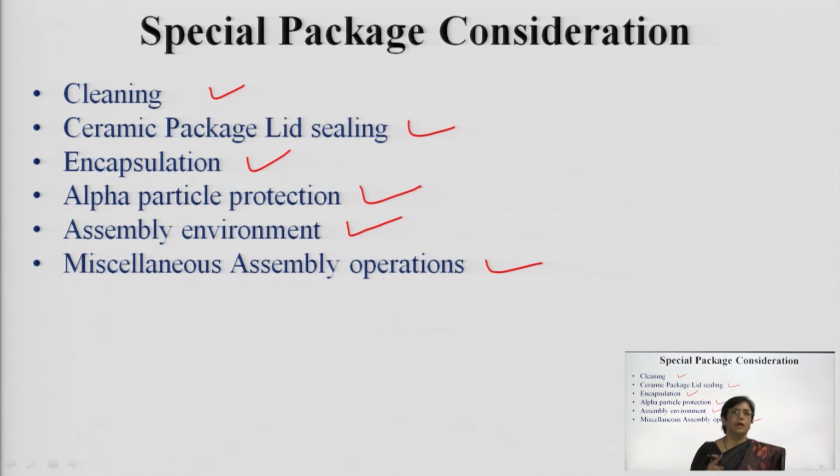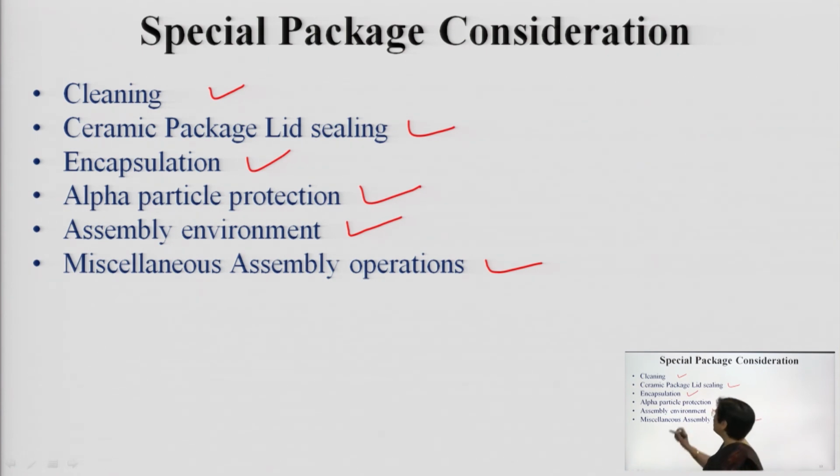Secondly, you have something known as package lid sealing. When you are designing a ceramic package, it has to be airtight, hermetically sealed to prevent any corrosion, to prevent any metal coming in contact with oxygen, so that you prevent unreliable operation from the IC, and that is why this sealing is essential.